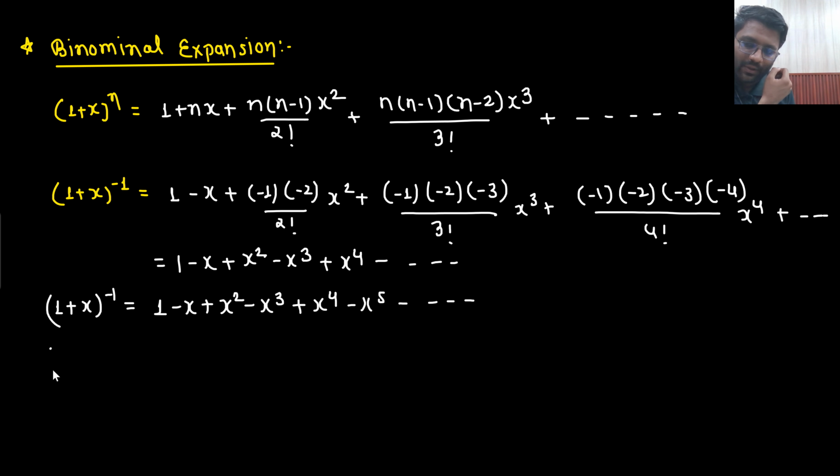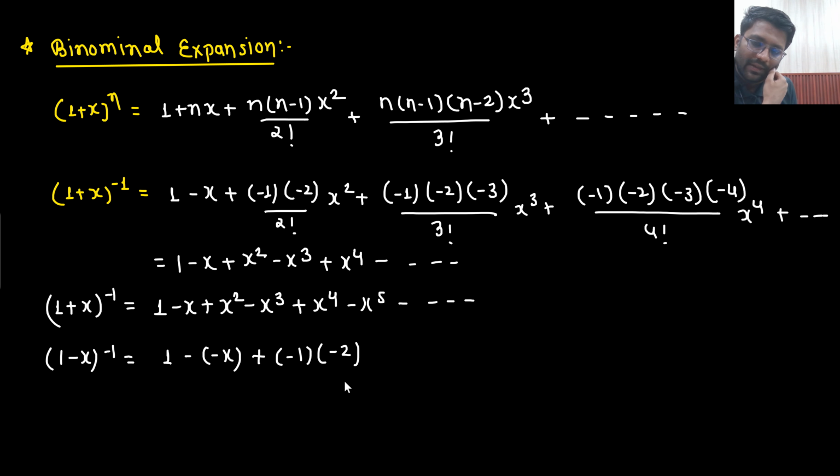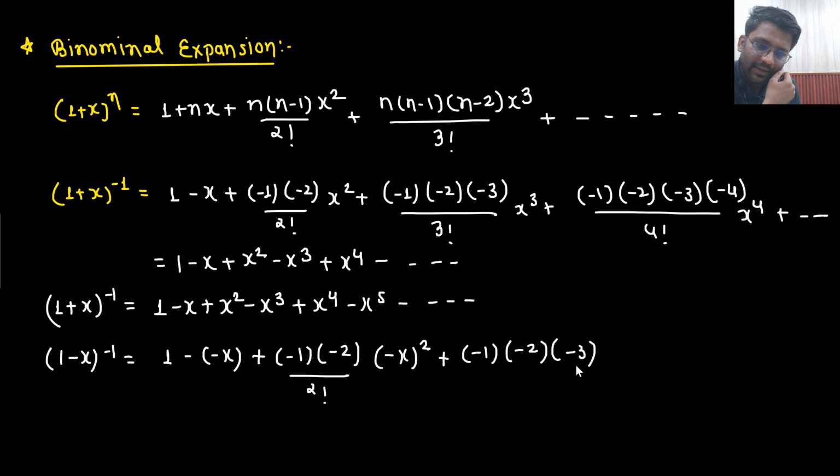Now next you need to find out 1 minus x to the power minus 1. This is what you are supposed to find out. So what you will do? Sir, 1. In place of n, what you will put? Minus 1. But in place of x as well, you will put minus x this time. Right? Plus. In place of n, minus 1. Then minus 2 divided by 2 factorial. But in place of x also, you will put minus x this time. Then next, minus 1, minus 2, minus 3 divided by 3 factorial. But sir, in place of x, you will put minus x. And so on.